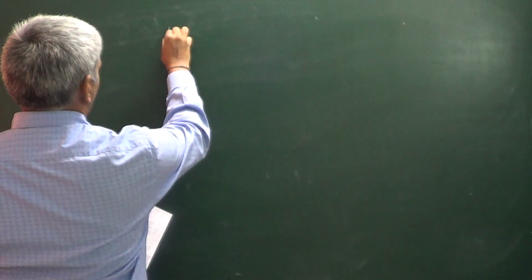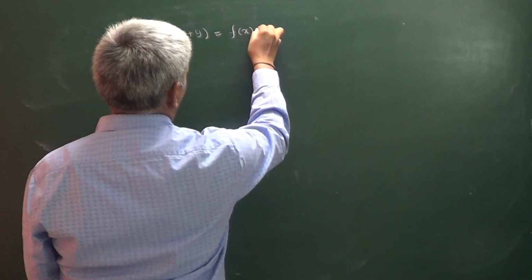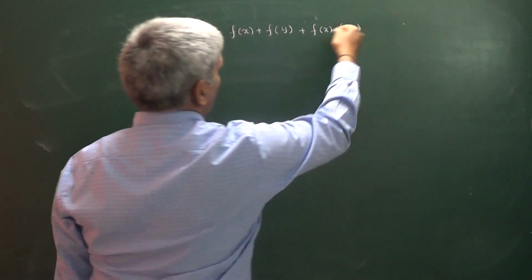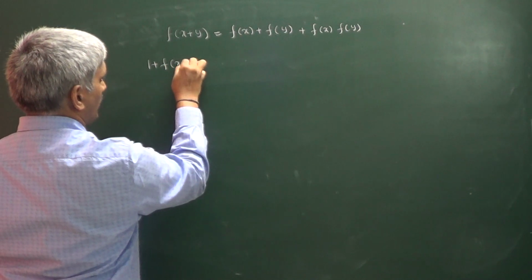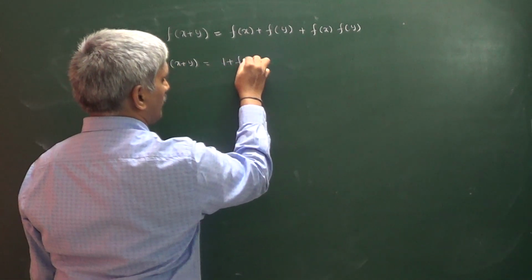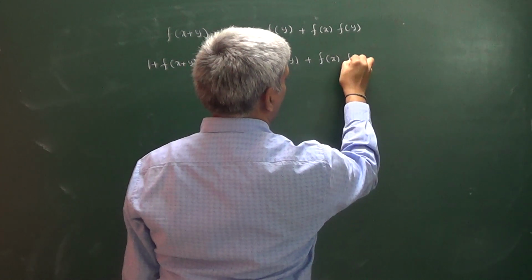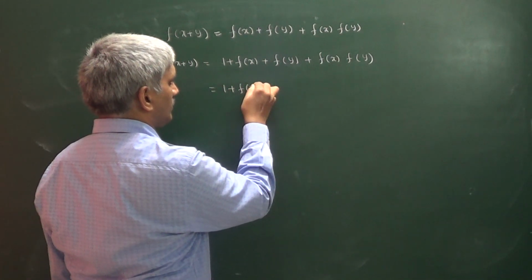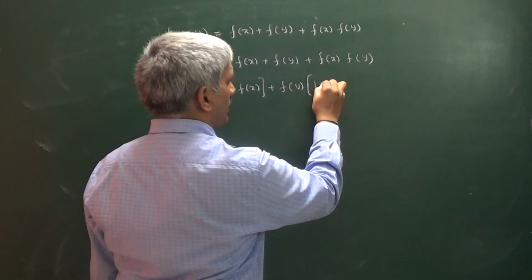See, the same question we can do in another way also. So this is the question given actually. f(x + y) is equal to f(x) + f(y) + f(x) into f(y). The same question I am discussing in another way. Add 1 to both sides. We will get 1 + f(x + y) is equal to 1 + f(x) + f(y) + f(x) into f(y). Now here if you take 1 + f(x) common, and from these two terms take f(y) common, we will get 1 + f(x).